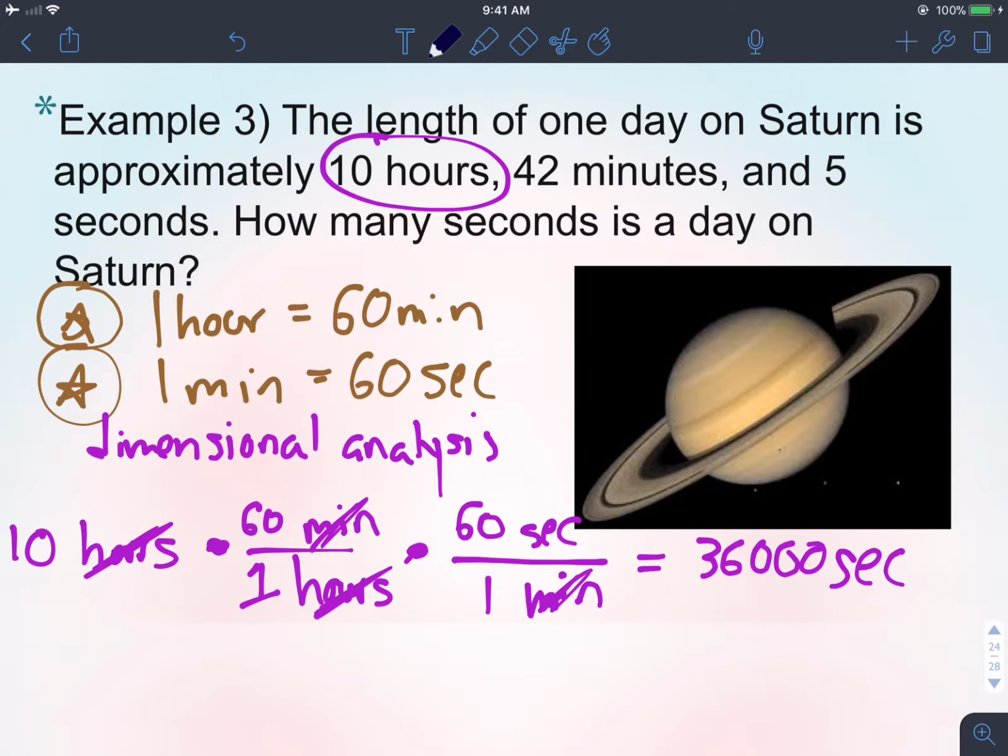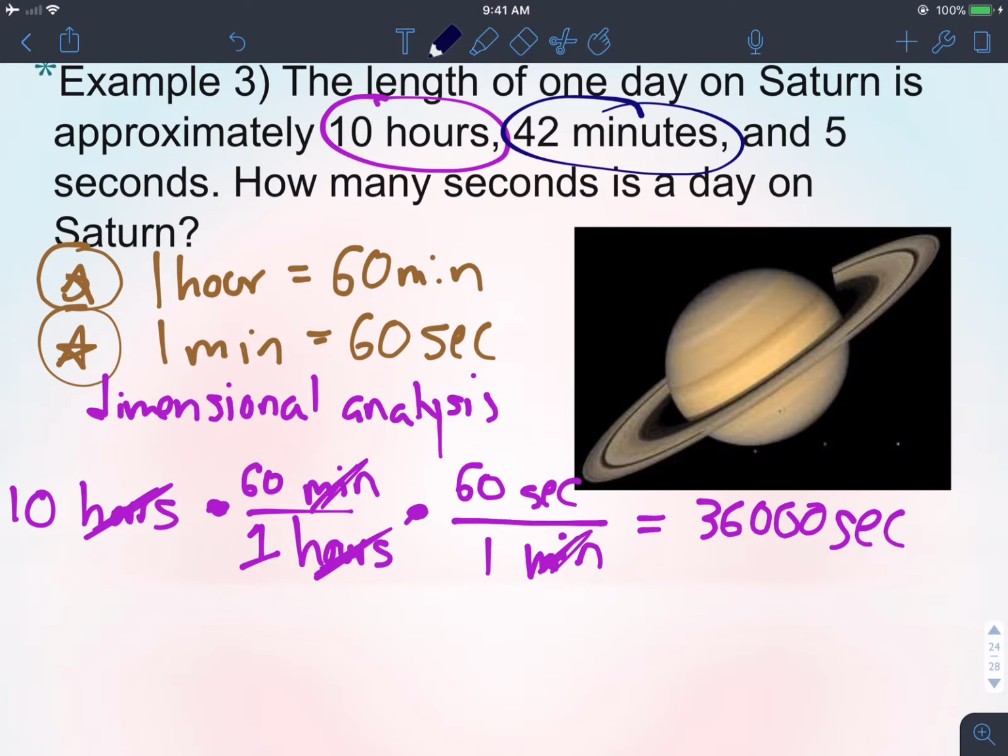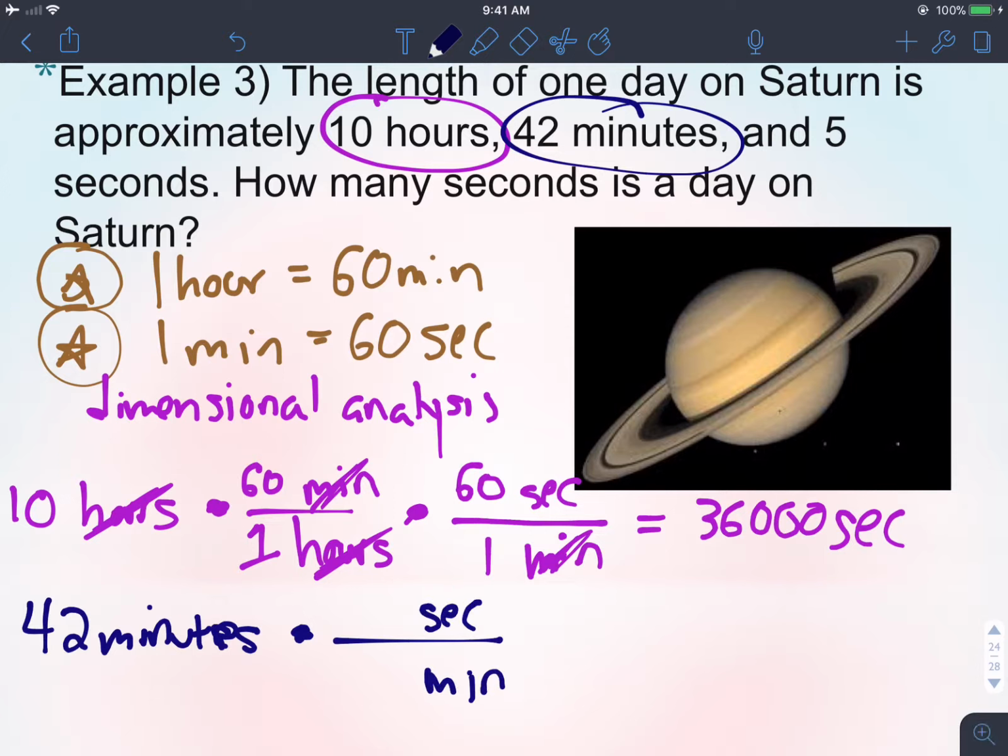Then you have to change minutes. All right, where is minutes going to go now, top or bottom? Yeah, because we want that to cancel again. I know I'm doing the right thing because the minutes will cancel, top and bottom. And now I have to do 42 times 60. No idea what that is. 2,520. Thank you. 2,520 seconds.